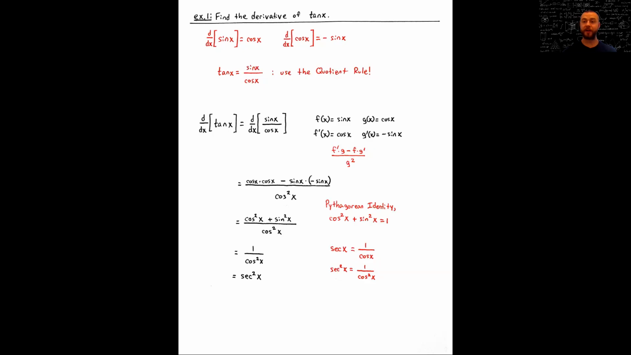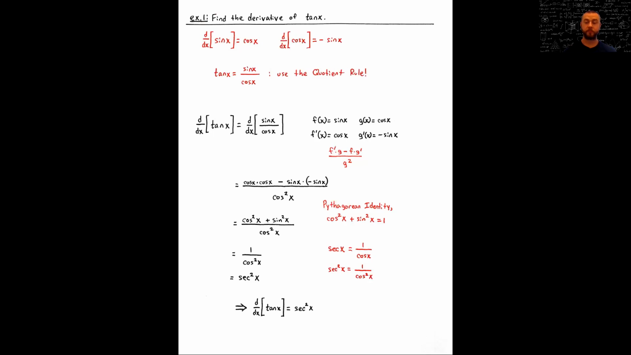All right, and that's how we start combining the quotient rule with our two fundamental trig functions, sine and cosine, and their derivatives. At this point, we now know 3 out of the 6 trig functions' derivatives.